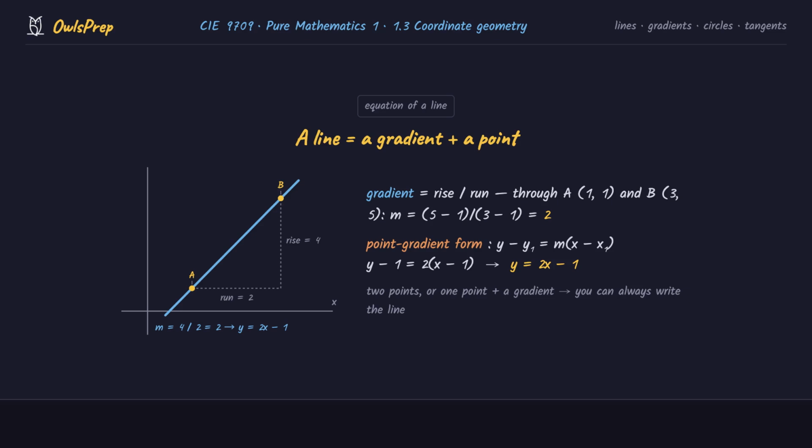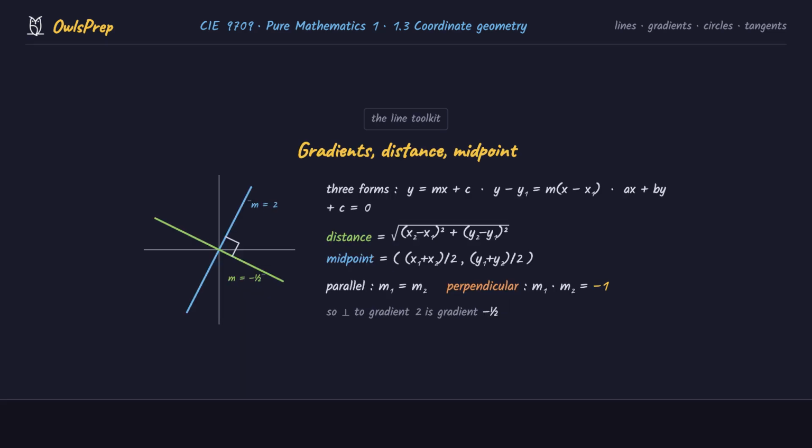Once you have the gradient m and a point, use the point-gradient form: y minus y1 equals m times (x minus x1). With gradient 2 through point A, that's y minus 1 equals 2 times (x minus 1), which tidies up to y equals 2x minus 1. That's the equation of the line. Given 2 points, or a point and a gradient, you can always write the line down this way.